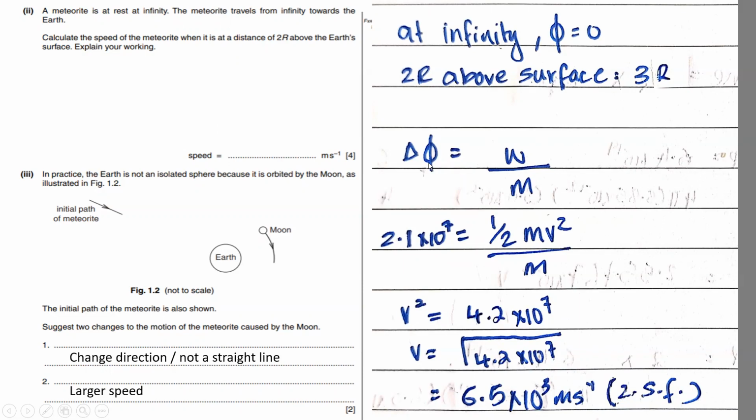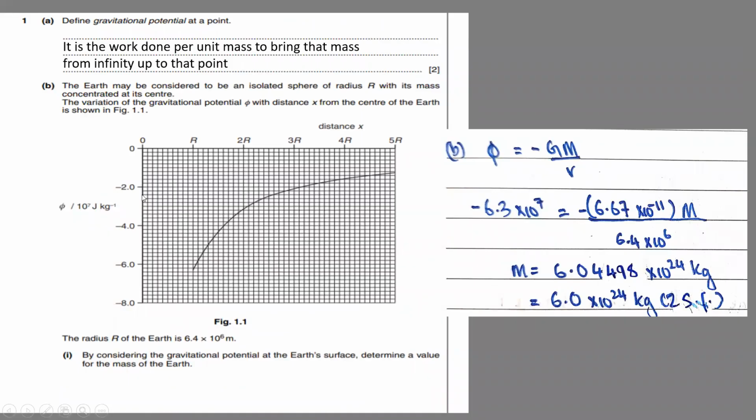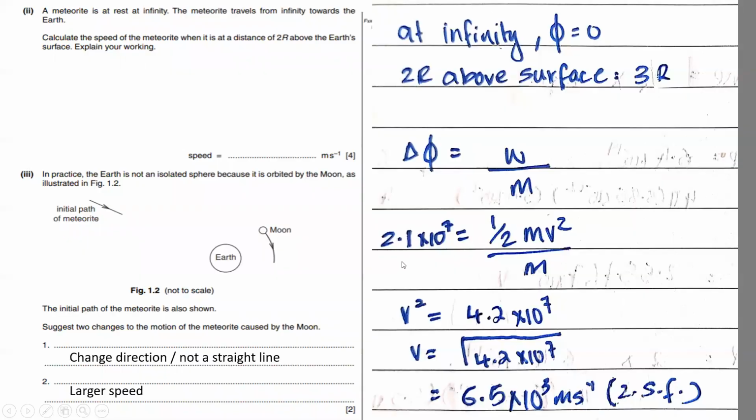Delta phi is 0 minus negative 2.1. Using the graph, you can calculate it. So you take 3r, go to roughly negative 2.1. And then 0 minus negative 2.1 will just give you 2.1 times 10 to the power 7. And then the work done is basically all converted to kinetic energy, so half mv squared. And then the total mass is mass, so mass can be cancelled out, which will give you half v squared equals 2.1 times 10 to the power 7. And then rearranging the formula and taking a square root will give you 6.5 times 10 to the power 3 meters per second, two significant figures. So that's how you solve that question.